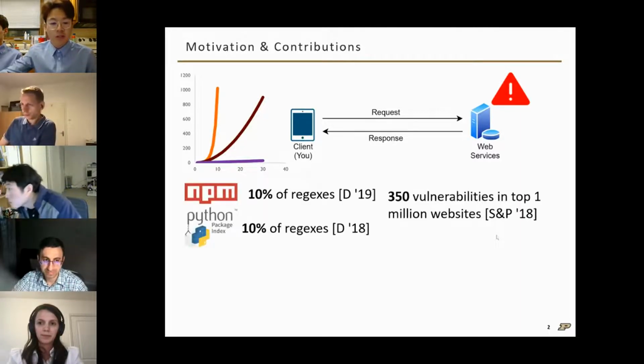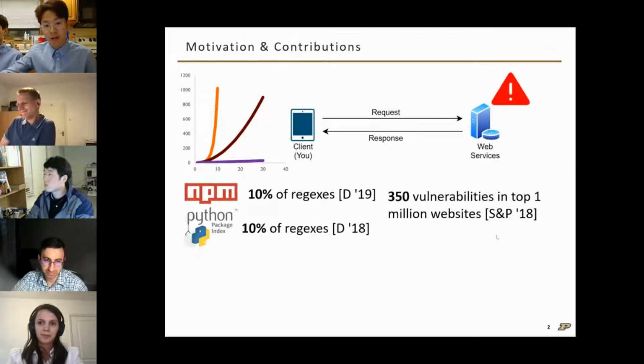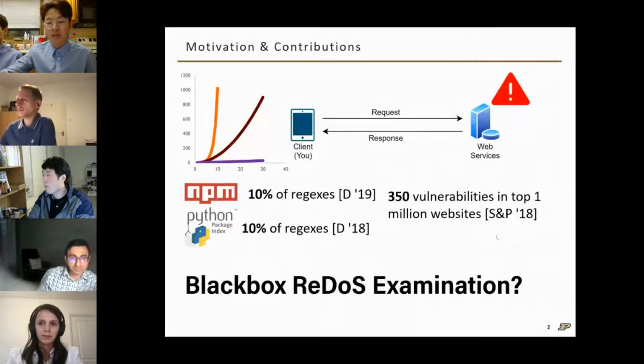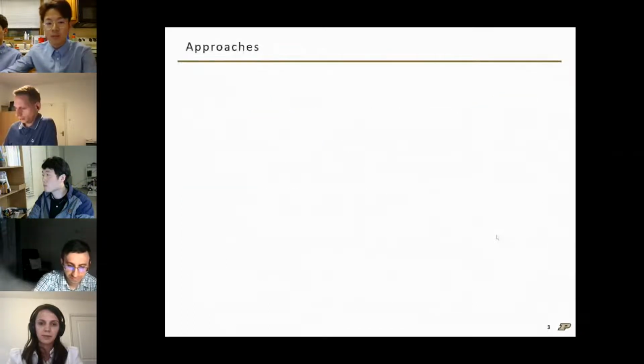Previous research has shown that 10% of regexes in NPM and PIP are vulnerable, and that there are a lot of vulnerabilities in the top 1 million websites. However, those ReDoS studies assume having some knowledge about the server implementation, and we wonder if we can study ReDoS with a weaker threat model. So what black box approach did we use in the study?